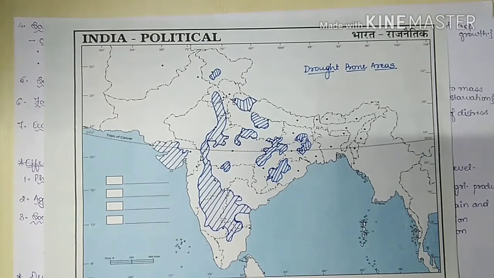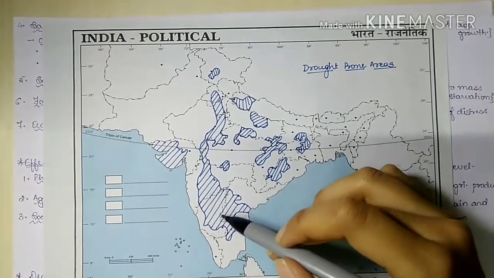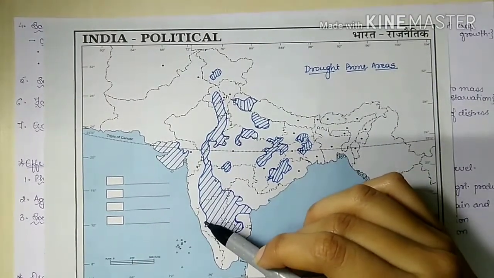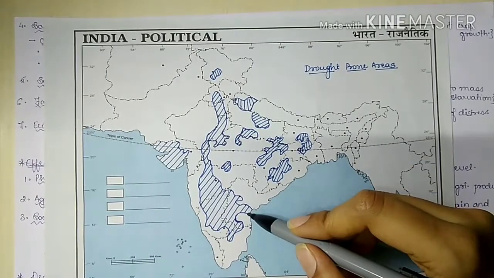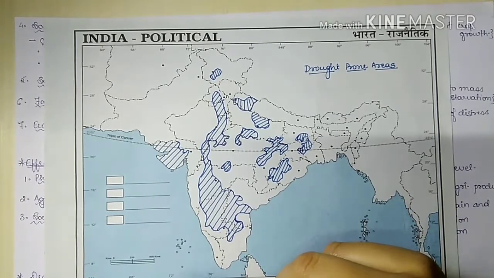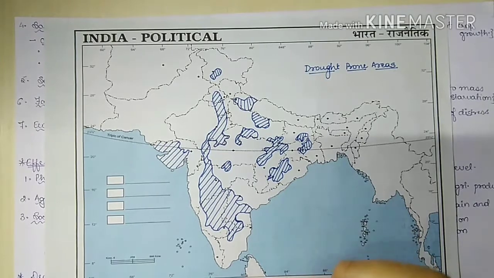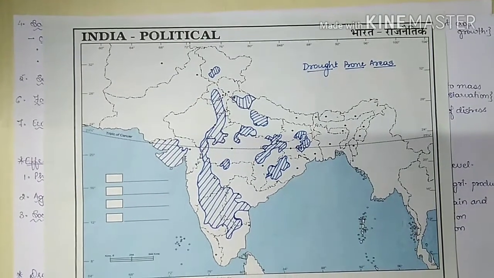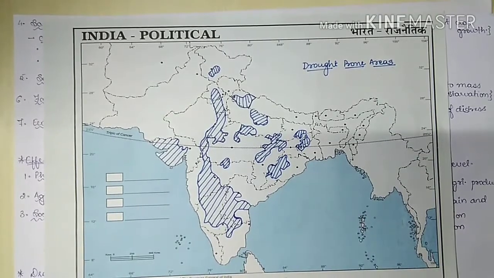Then next we have the dry region lying on the leeward side of the Western Ghats. They have a width of 300 kilometers and stretch eastward up to about 100 kilometers away from the eastern coast. The area that they cover is 3.7 lakh square kilometers. Now, apart from these two major areas, we have some smaller areas.